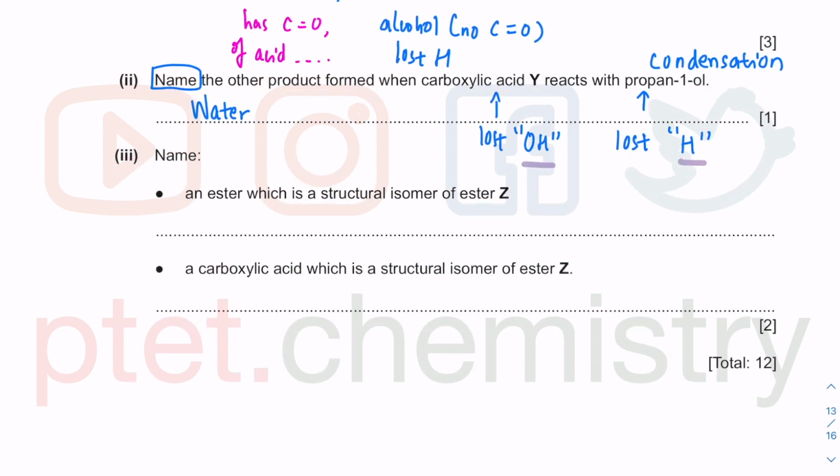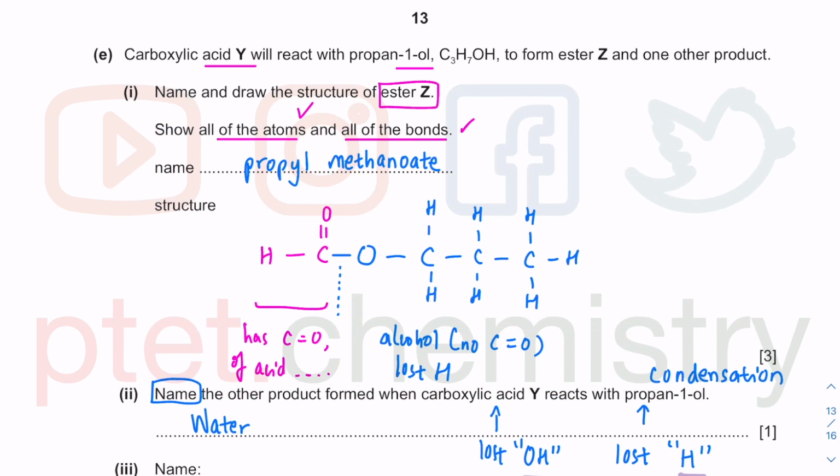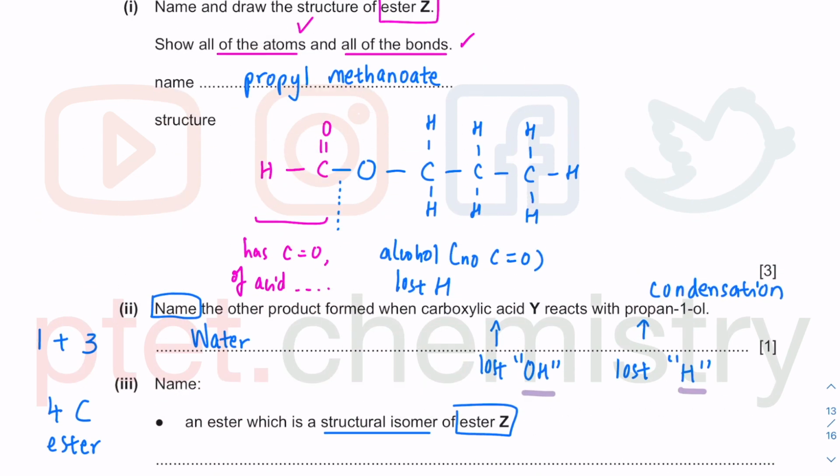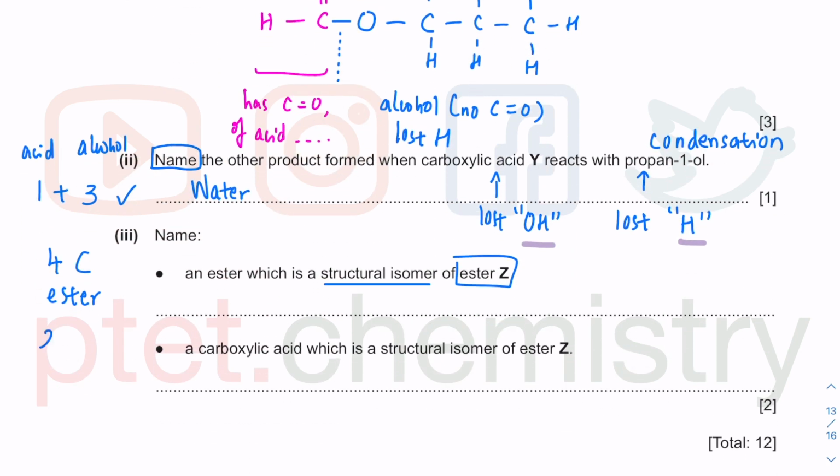Now name an ester which is a structural isomer of ester Z. Ester Z contains 1, 2, 3, 4 carbons because 1 carbon acid plus 3 carbon alcohol, 1 plus 3, gives you a 4 carbon ester. So if I want a 4 carbon ester, I have 1 plus 3 earlier, which was a 1 carbon acid and a 3 carbon alcohol. So that one is done already. So what else could there be? There could be 2 plus 2, or there could be 3 plus 1. What I mean is 3 carbon acid and 1 carbon alcohol.